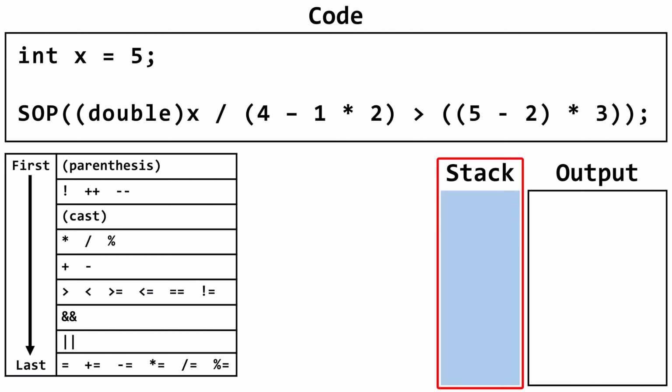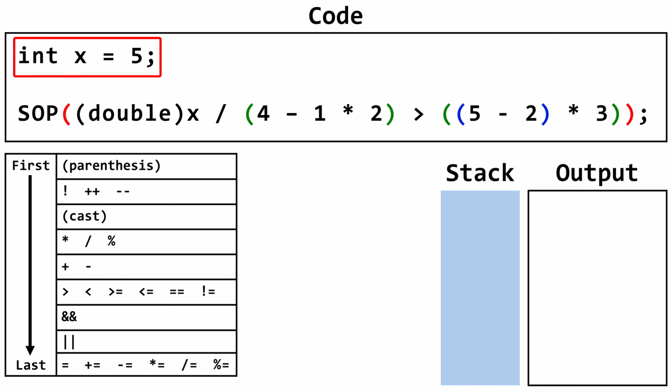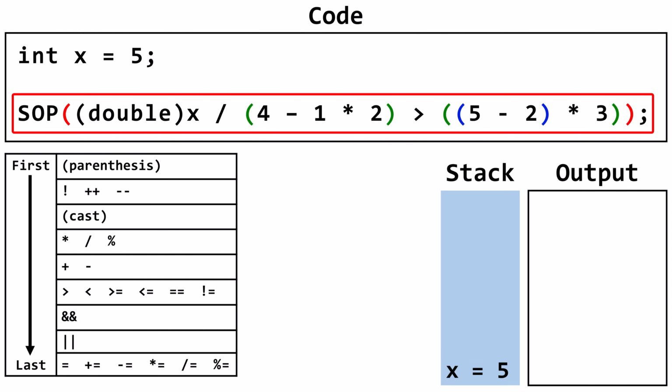We have stack memory here and our output here. I've color-coded the parentheses to indicate their depth. The outermost are red, the middle ones are green, and the innermost are blue. Let's trace the code. We declare x and assign it the value 5. The variable and value appear on the stack. Now to the next line.